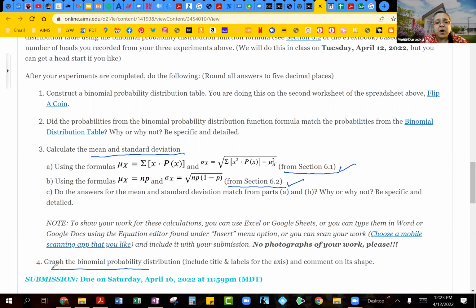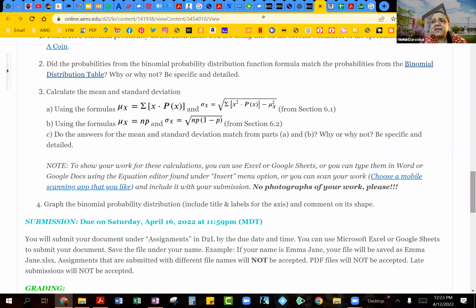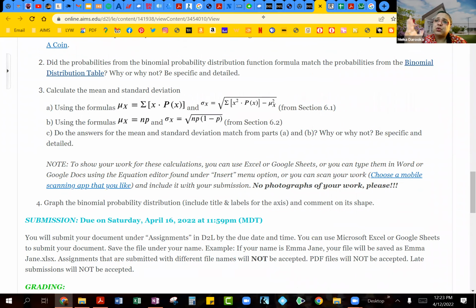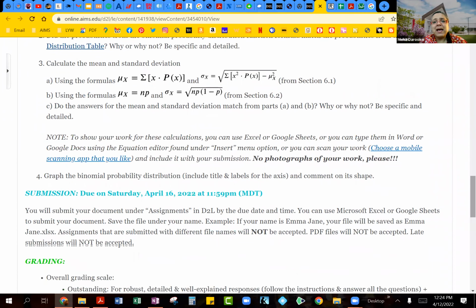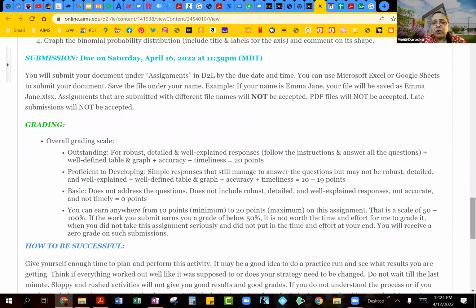And then the very last part is you are just doing a little graph for a binomial distribution and talking about its shape. So your graphs will look a little bit different from the ones in the textbook because you guys only did 3 experiments, right? So you should only have 3 bars in your graph for this binomial probability distribution. And again, guys, there's no video recording for this one.